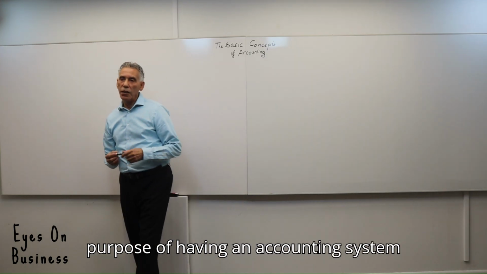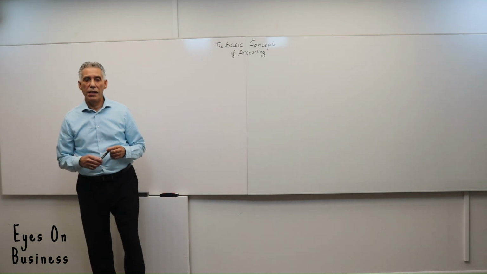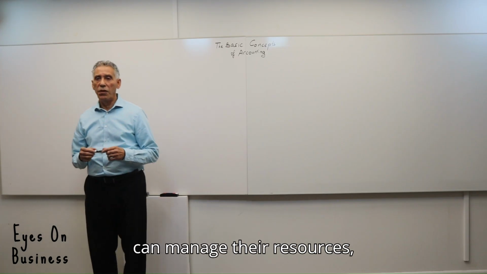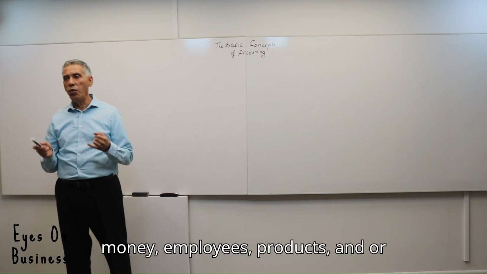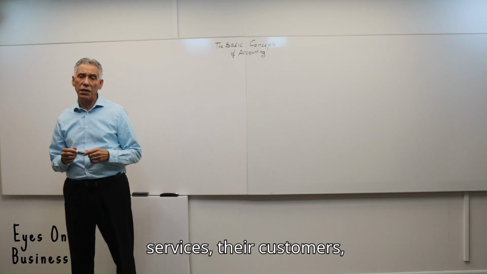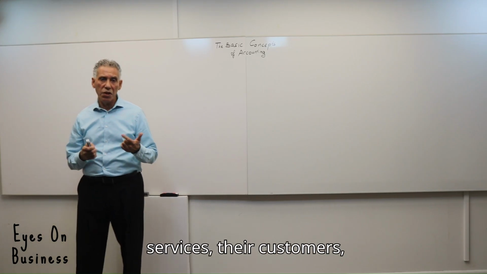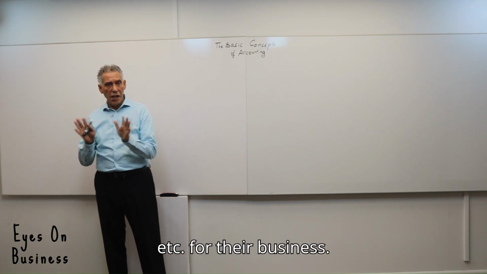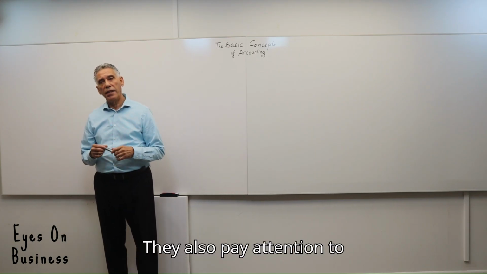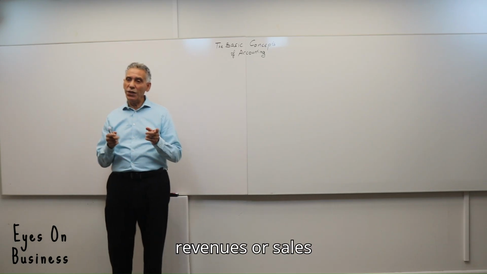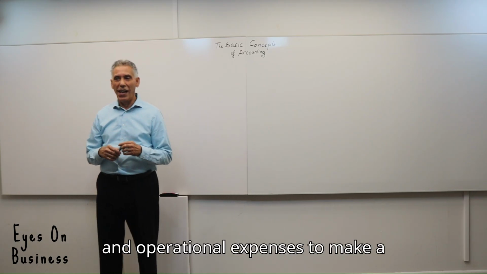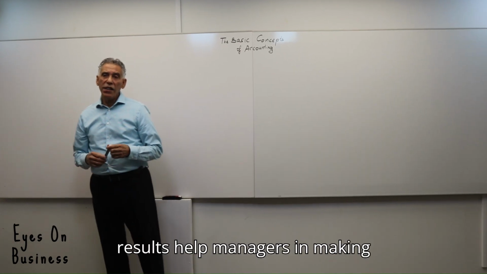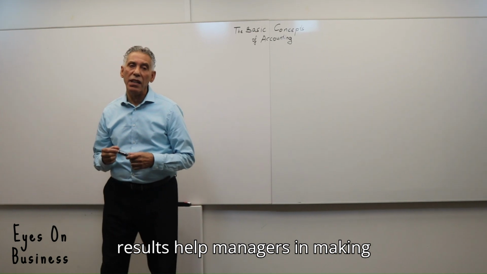The purpose of having an accounting system is, one, companies can manage their resources: money, employees, products, and all services, their customers, suppliers, vendors, transactions, etc., for their business. They also pay attention to revenues or sales and operating expenses to make a profit, right? Accounting results help managers in making decisions.